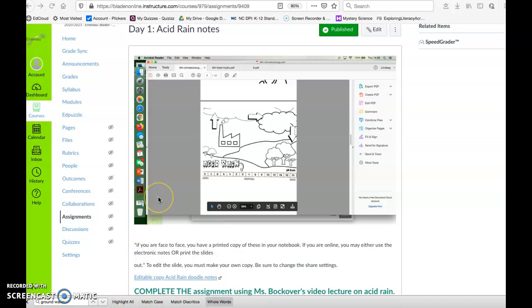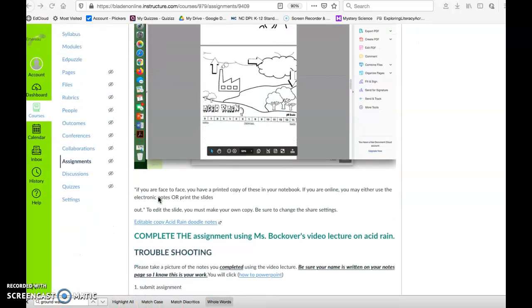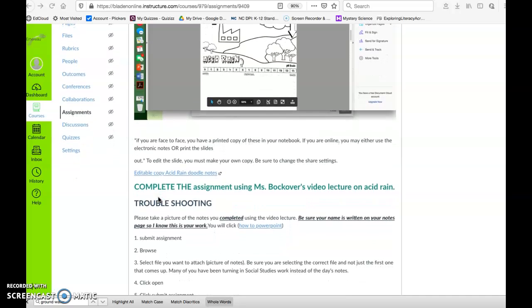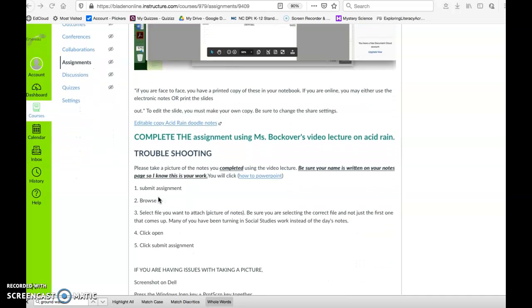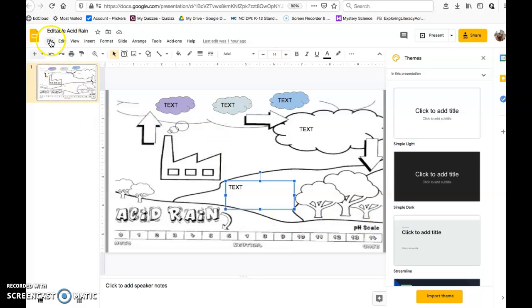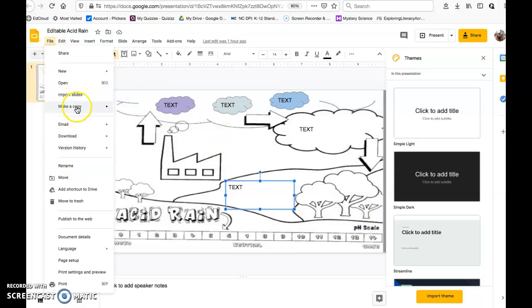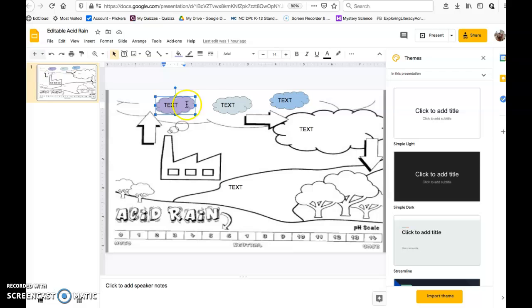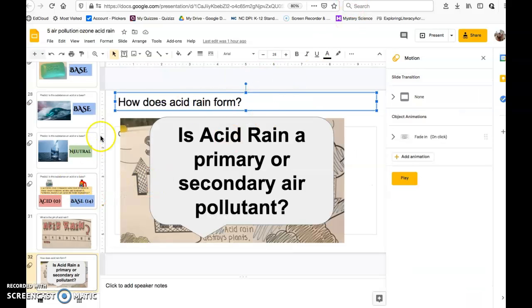So here's your notes for today. If you were face-to-face, you have the notes in your notebook. I prefer that you do it that way. That way you can color it, do what you need to do on it. If you are online, here's your copy right here. You open it up. Again, it's going to take you to this page right here. Make your own copy file. Make a copy, and you will put your text right in there. Here we go, though.